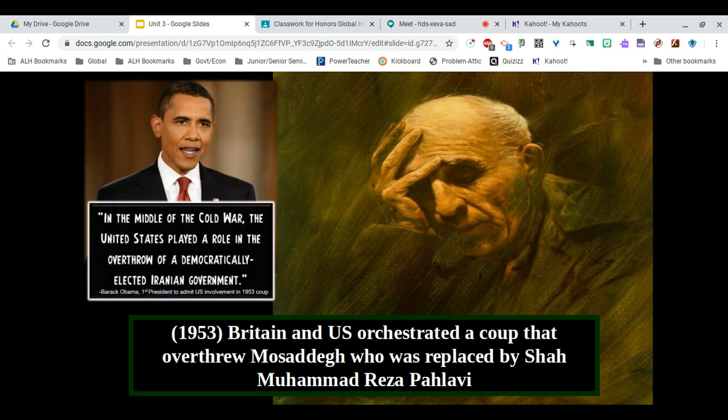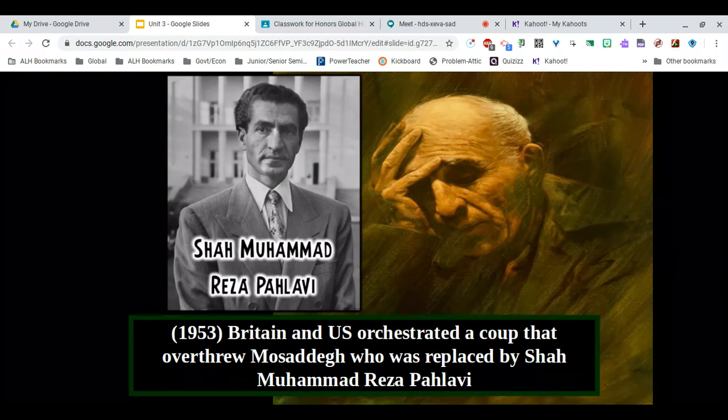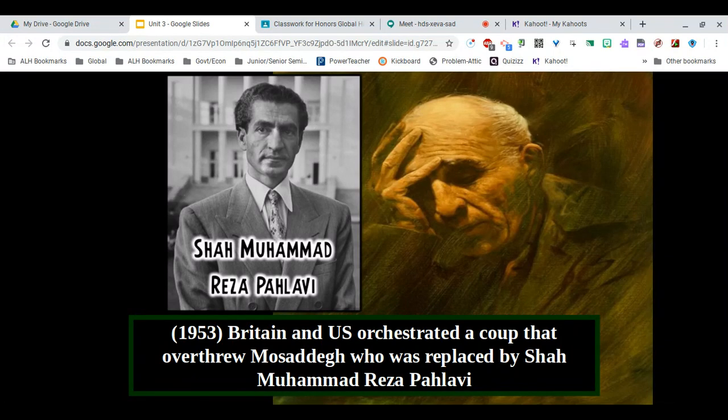All right. And President Obama is known as having said, in the Middle East of the Cold War, the United States played a role in the overthrow of the democratically elected Iranian government. Because we have to remember that Mossadegh was democratically elected. He was chosen by the Iranian people to be put into power, and the United States and Britain really ignored that. And this is Shah Reza Pahlavi. We are going to generally refer to him as just the Shah, because when we are talking about the Shah, we are talking about Shah Muhammad Reza Pahlavi. We are talking about the one that takes over from the United States and Britain in 1953.